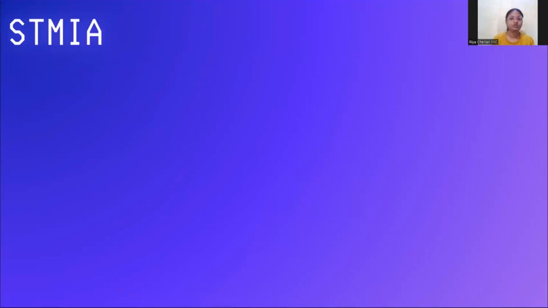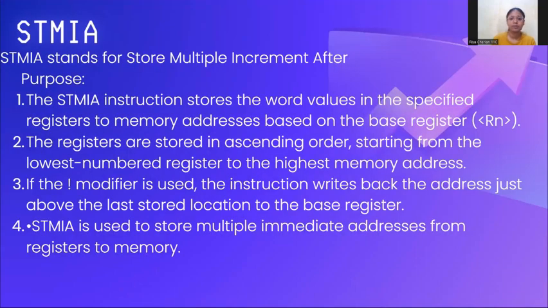Now, let's go through the second ARM instruction, that is store multiple increment after. The purpose of this instruction is to store the word values in the specified registers to memory addresses based on the base address. The registers are stored in ascending order, starting from the lowest number to the highest memory address. When the exclamation modifier is used, the instruction writes back the address just above the last stored location to the base register. This instruction is used to store multiple registers to memory.